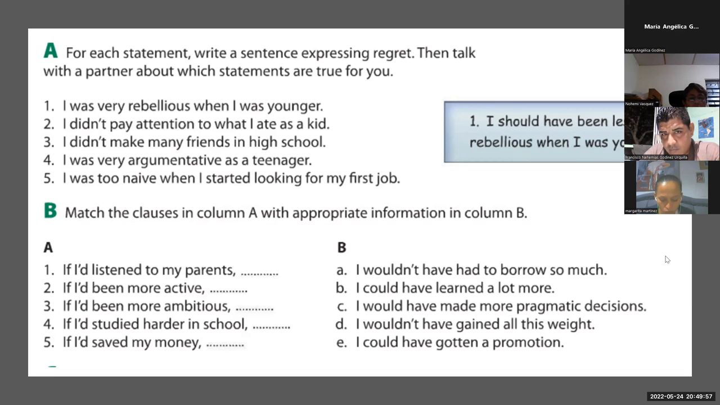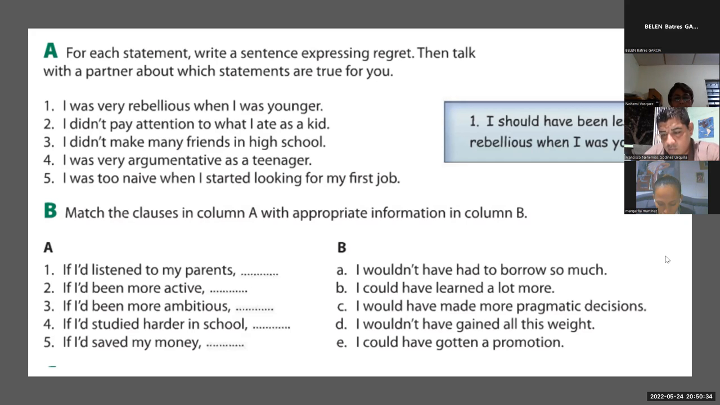If I had listened to my parents, I would have made more pragmatic decisions. Okay, that's correct. Thank you so much. Belen? Yes, teacher. If I'd been more active, I wouldn't have gained all this weight. Okay, very good. That is correct. Andrea? If I'd been more ambitious, I could have gotten a promotion.